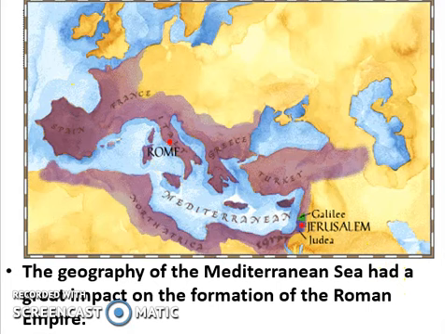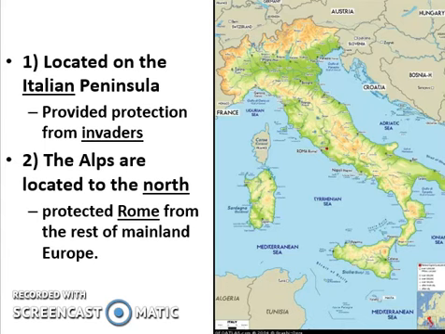When we talk about the Roman Republic, we're just covering the area on the Italian Peninsula, and then Rome is going to expand into a much larger area in the time of the empire. So some of the geographic features that are important to Rome's development include the fact that it is located on the Italian Peninsula, which provides protection from invaders.